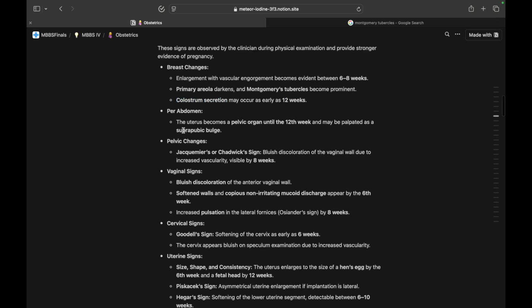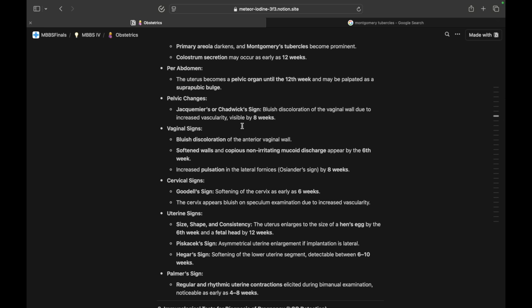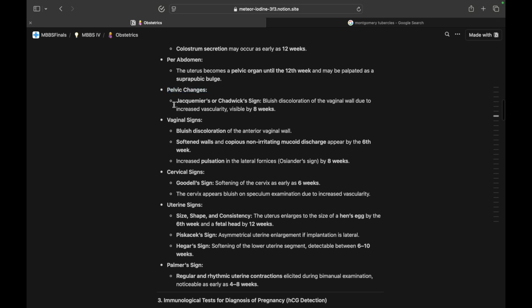Per abdomen, the uterus remains a pelvic organ until the 12th week and may be palpated as a suprapubic bulge, above the bladder. Next, coming to pelvic changes. You might know in the examination how you measure the uterus size, longitudinal length and horizontal length. Pelvic changes, there is something called Jacquemier's or Chadwick sign, a bluish discoloration of the vaginal wall due to increased vascularity.